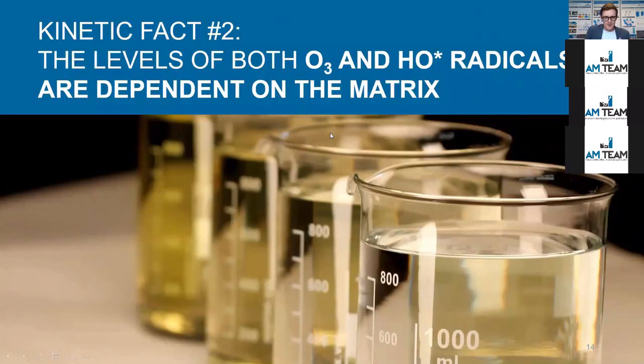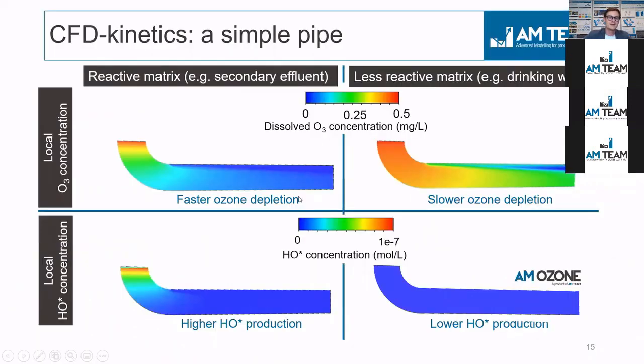Of course, which components you have in your water are one thing, but then the type of water you have, that's the second very important factor. So the levels of both ozone and radicals are completely dependent on your matrix. So this means if you look at surface water, wastewater effluent, or even waters after RO, or you have some people in the food industry, or other industries as well, for example aquaculture, that apply ozone, well, it all looks very different. So let's look at this kinetic effect of the matrix. This is on the slide.